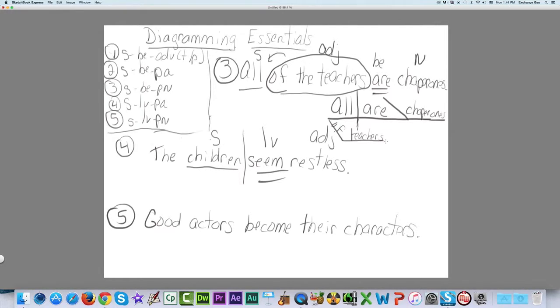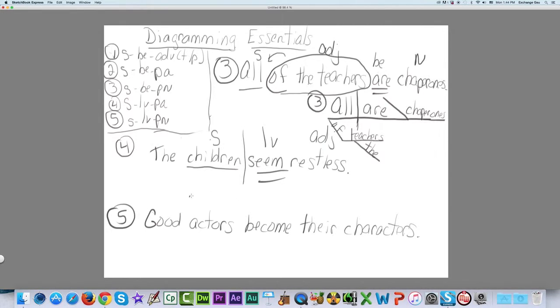So, since all modifiers go under the thing that they modify, the is modifying teachers, right? It's answering which teachers? The teachers. So I draw another diagonal line under the object of my preposition. So this is a pattern 3 sentence, right? Predicate noun finishes the sentence. All right.